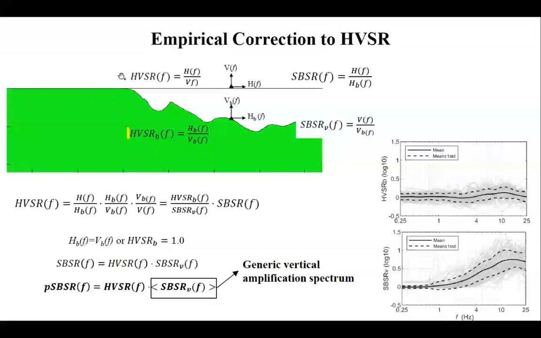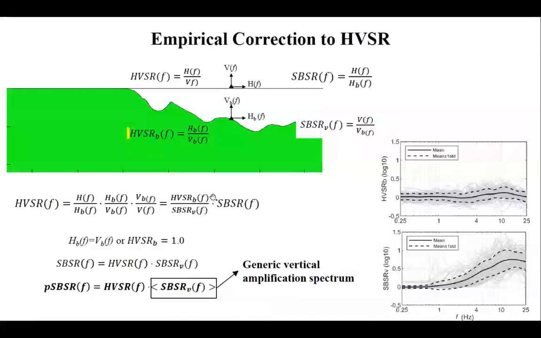Then we can have the horizontal to vertical spectral ratio on the ground surface, HVSR, as well as the horizontal to vertical spectral ratio at the downhole, HVSR-B. On the other hand, we can also have the surface-to-borehole spectral ratio in the horizontal direction, SBSR, and the surface-to-borehole spectral ratio in the vertical direction, SBSRV. And this is the expression of surface HVSR, which equals HVSRB over SBSRV multiplied by SBSR.